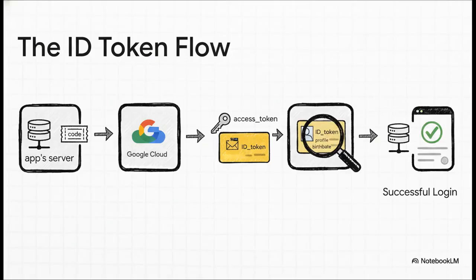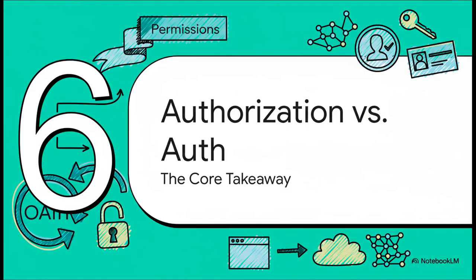So the flow is pretty much the same. You click Sign in with Google, you approve it, a temporary code gets sent back. But this time, when the app server exchanges that code with Google, Google sends back not just an access token, but also this special thing called an ID token. And this token is basically a cryptographically signed, tamper-proof digital ID card. It has your profile info, like your email, baked right into it. The app can trust it, grab your email, and bam, you're logged in. No new password needed.